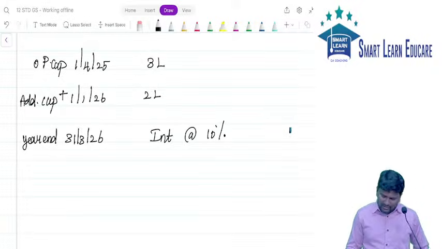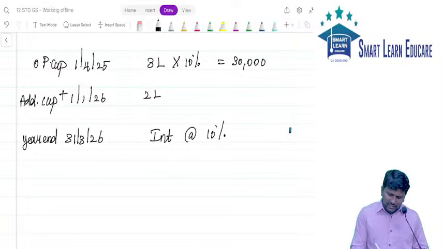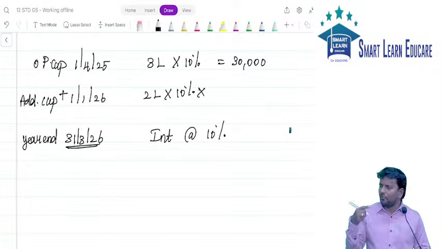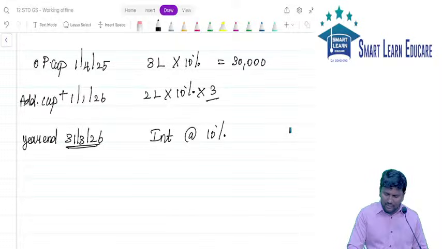Tell me how to calculate. It's a very simple calculation. For the opening capital, 3 lakhs into 10%. Tell me, 3 lakhs into 10% will give you 30,000. Similarly, additional capital is contributed on what date? 1st January. Year end is 31st of March. 2 lakhs into 10% into, this is contributed on 1st January. From 1st January till 31st of March, it is 3/12. 3 months we need to calculate. So tell me what is the interest? 2 lakhs into 10% into 3/12.